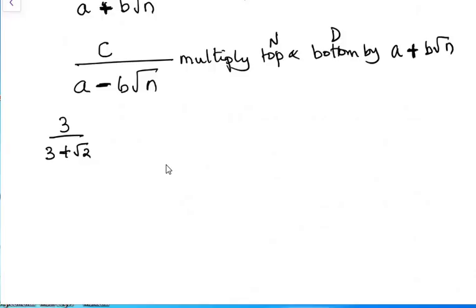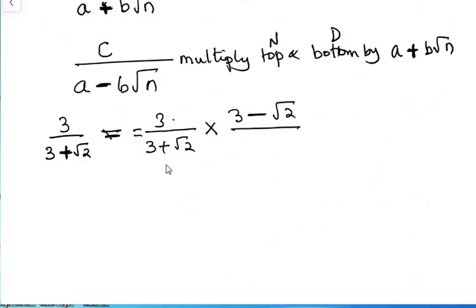So since this is plus, what are we going to rationalize with? The first thing we want to do is determine what you are going to multiply with. So this will become 3 over 3 plus root 2 multiplied by 3 minus root 2 over 3 minus root 2.